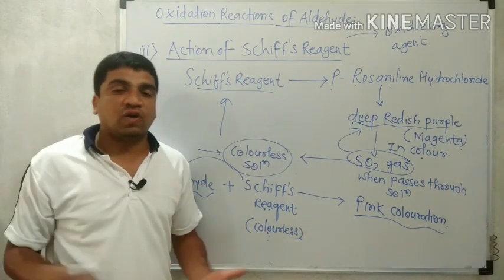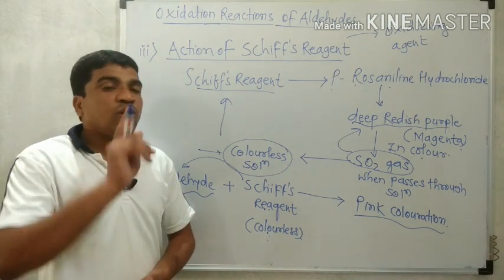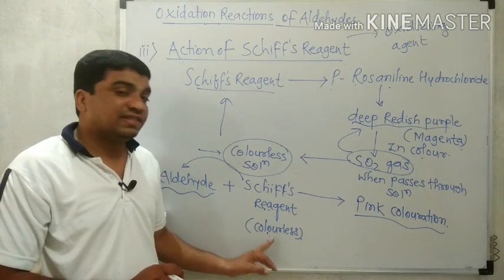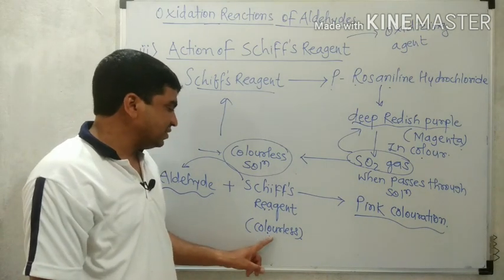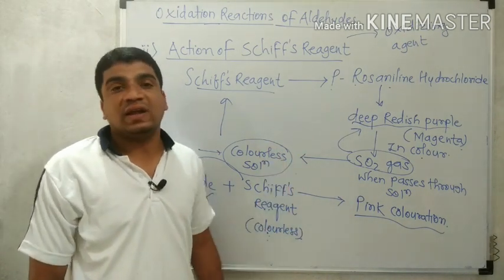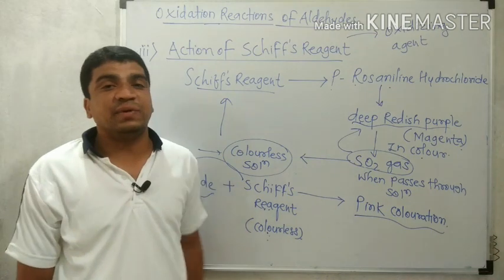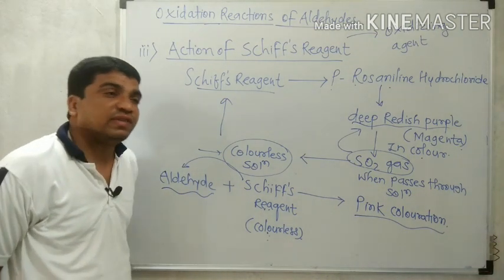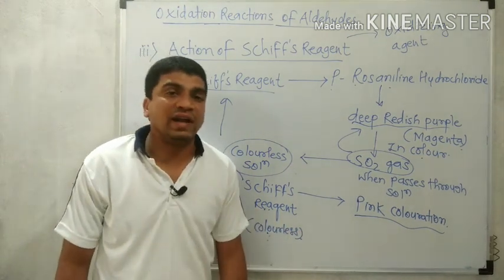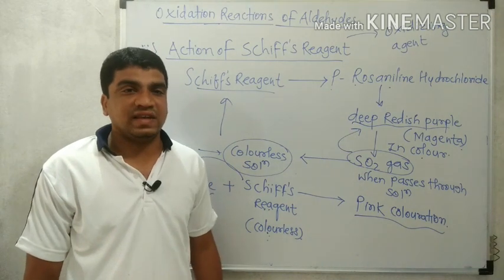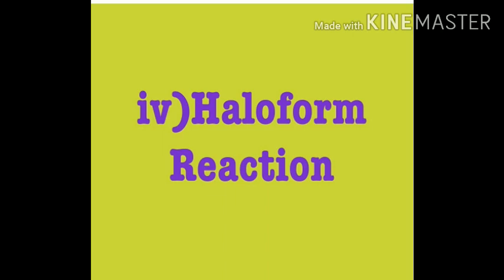If we take different organic compounds and add Schiff's reagent, none can turn the colorless Schiff's reagent into pink. Only an aldehyde can turn the colorless Schiff's reagent into a pink color in the solution. So this is a laboratory identification test of aldehyde, in which when Schiff's reagent is added to an aldehyde, pink coloration is obtained. That was the third oxidizing agent, Schiff's reagent.